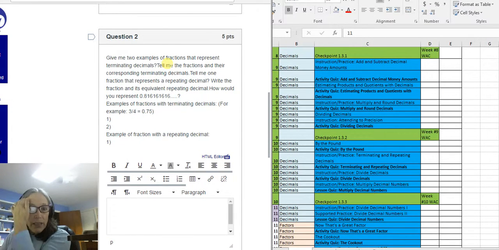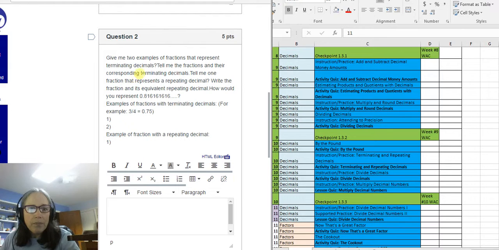Okay, this one is about decimals that either repeat or terminate. Here's an example of one that repeats. It goes 16161616, and you can write it with a line on the top of the 16, but sometimes that's hard for us to do online. It takes more tools. Examples of fractions with terminating decimals, that means they come to an end and stop. They don't repeat and repeat. So this is an example of a repeating one. This is an example of a terminating one.